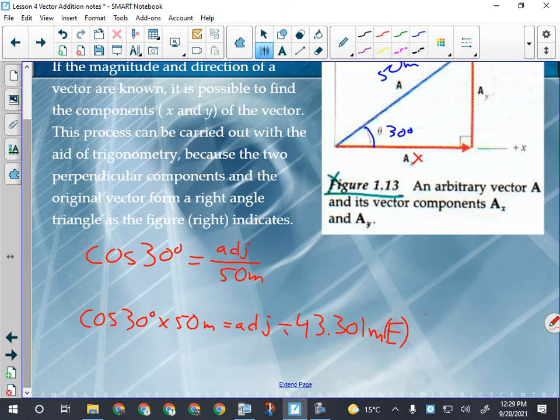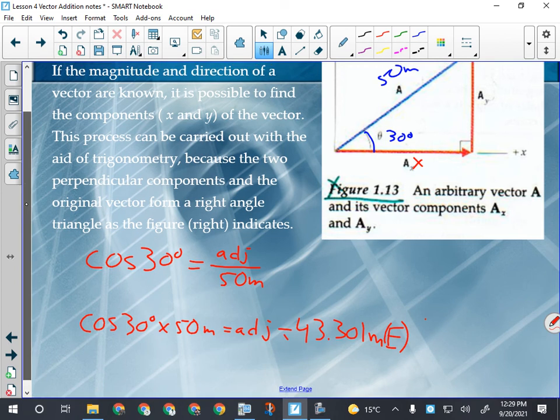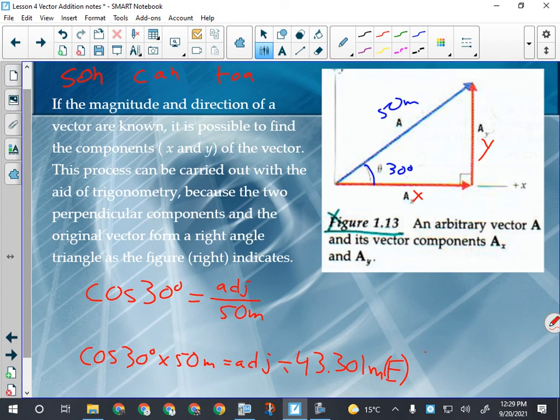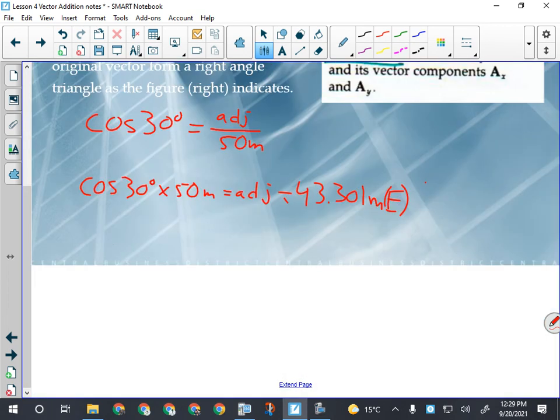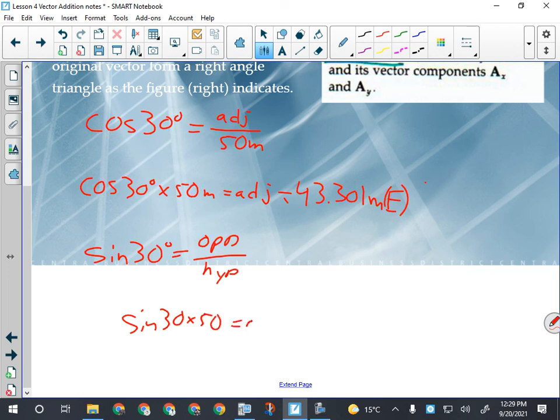east. Now, which trig function am I going to use to get the y component? Sine, because it's the opposite side, and I have the hypotenuse. In a similar calculation, the sine of 30 degrees equals the opposite side divided by the hypotenuse, which is 50 meters. So sine of 30 times 50 meters gives me the opposite side, which is going to be 25 meters north.